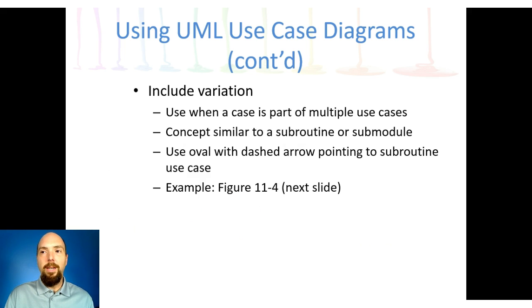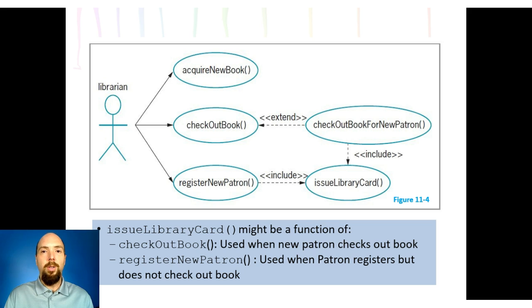Alright, so we can have variations too. So I could say that we're going to check out a book, but a variation of checking out a book would be that I want to check out a book for a new patron. So in this case it still functions the same. We still check out a book, but I also want to issue a new card to the person. Alright, and so the way that we do this is it looks the same. It's still a dashed line, but then we use the word include inside of brackets.